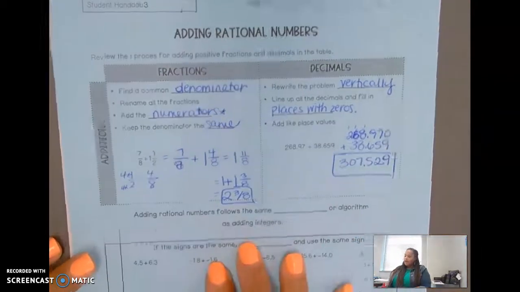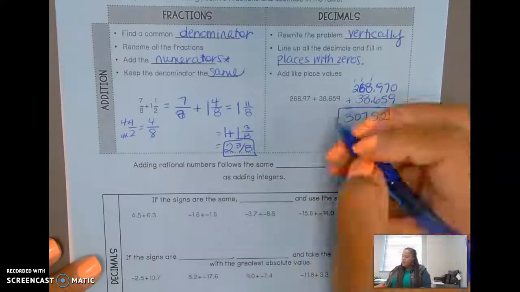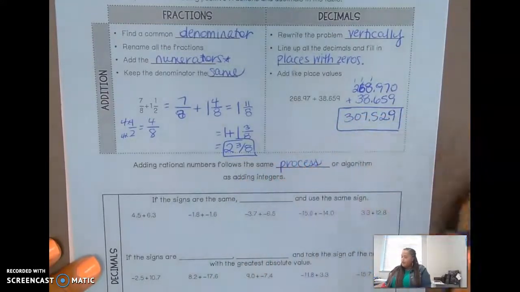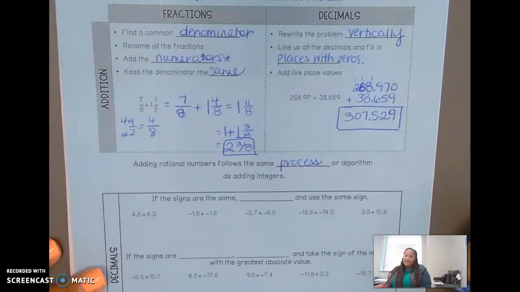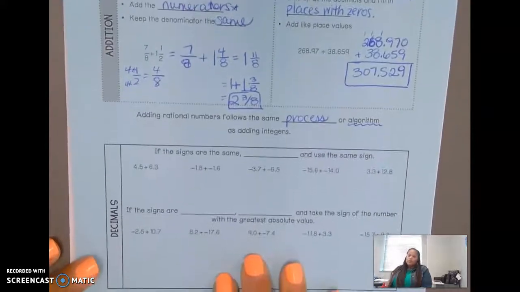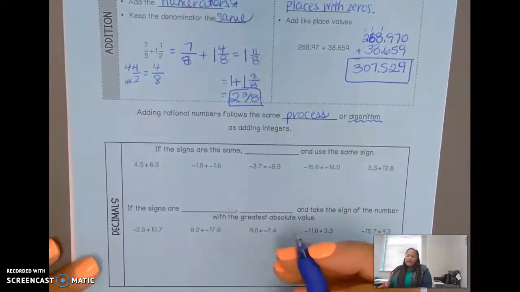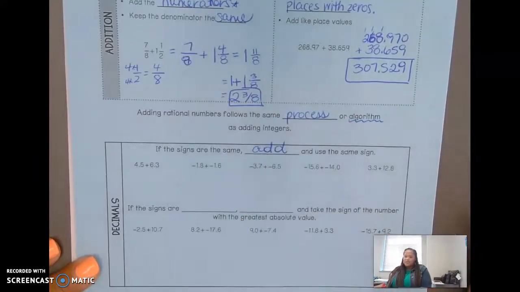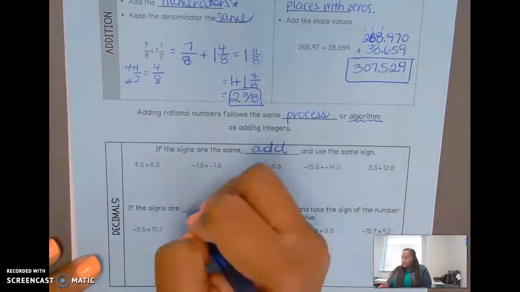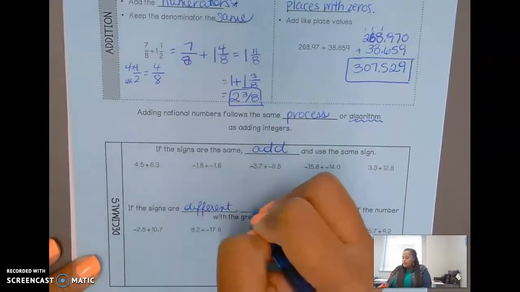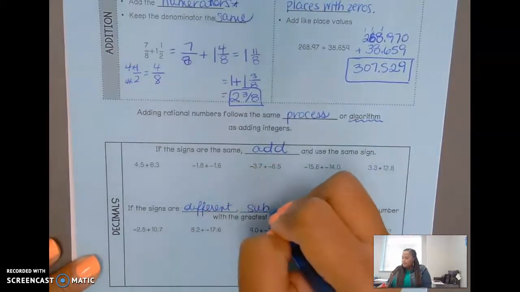Okay? Adding rational numbers follows the same process or algorithm as adding integers, okay? Algorithm is how to do math. If the signs are the same, then we add and keep the signs. Remember the pirates and the ninjas from class. If the signs are different, then we subtract and keep the sign with the greater absolute value.